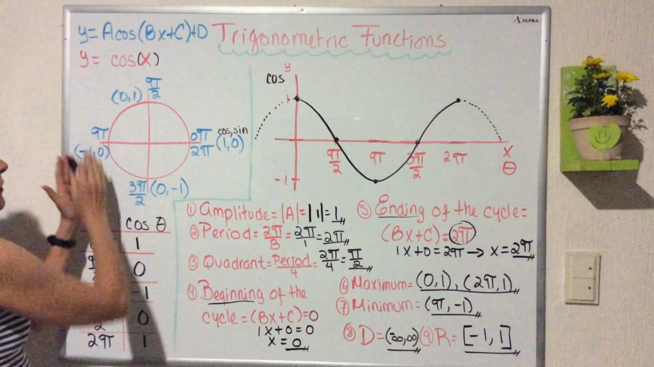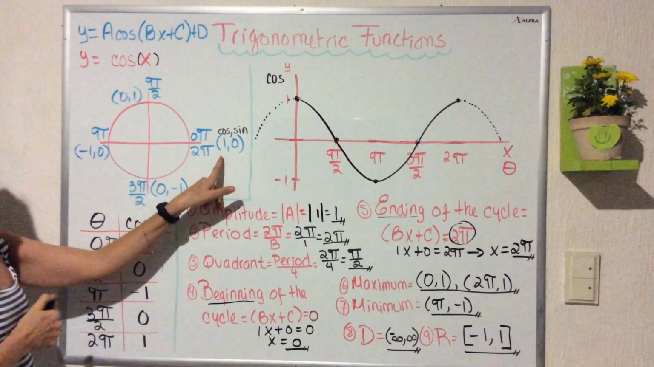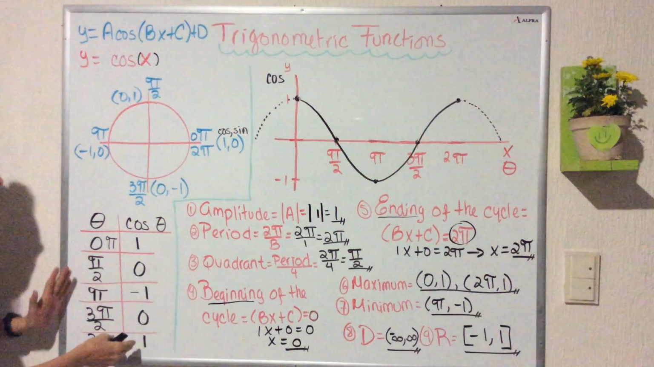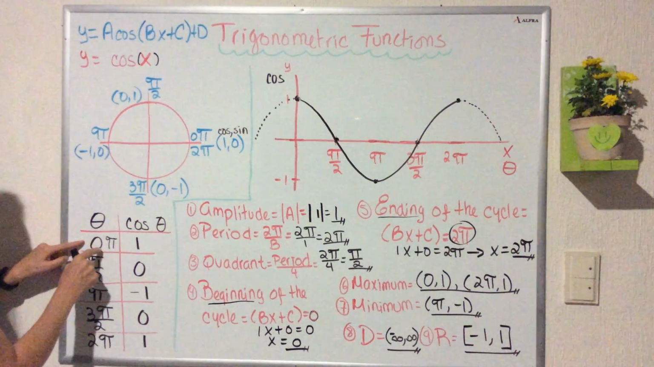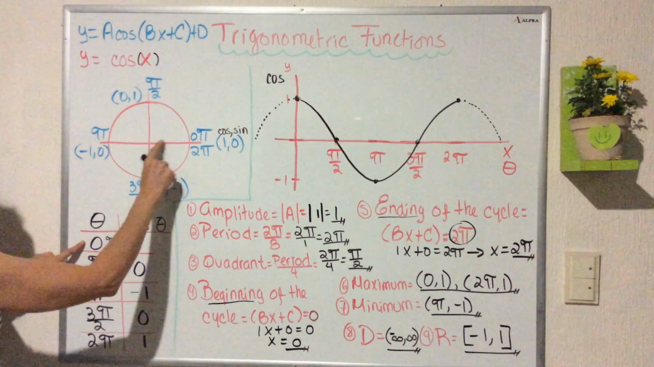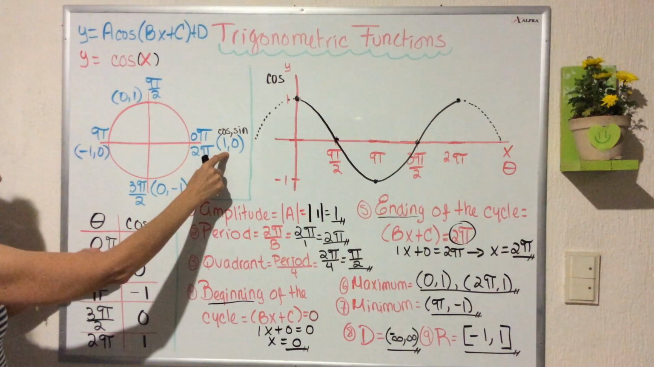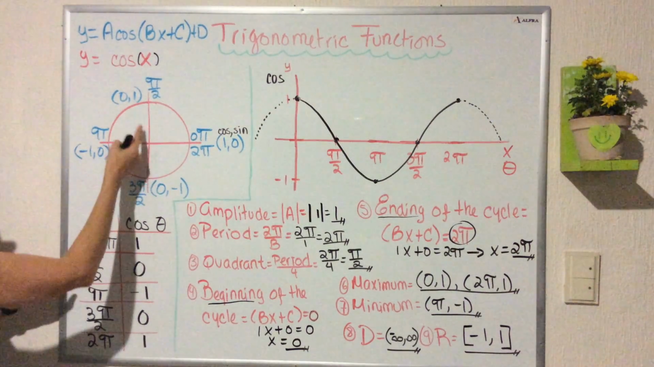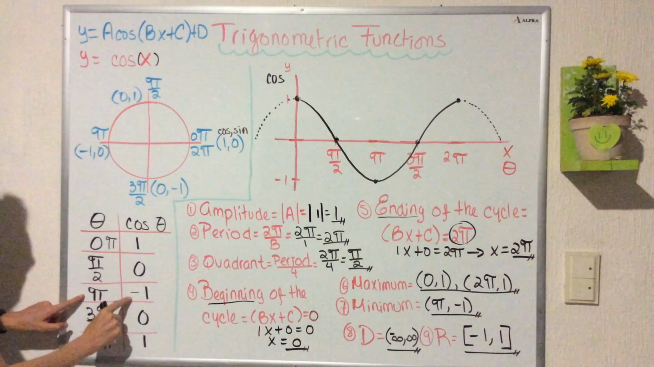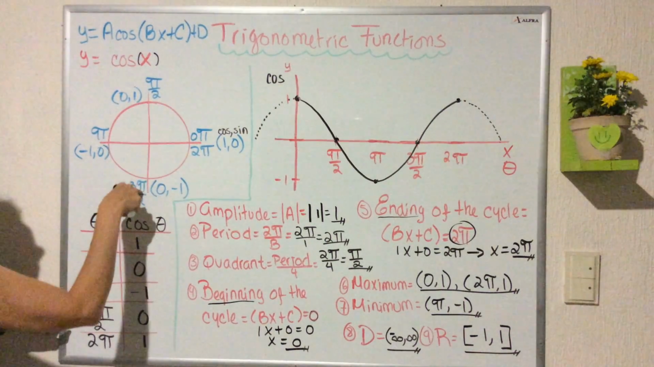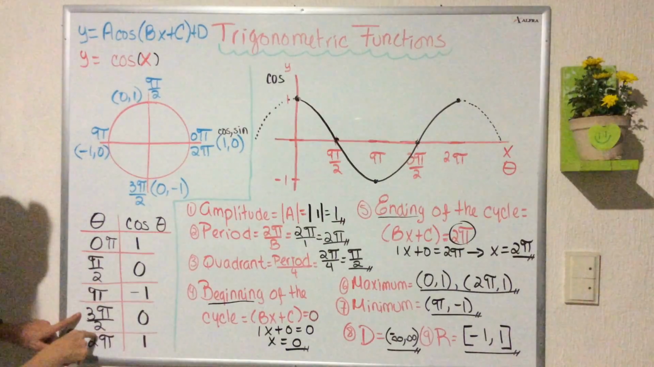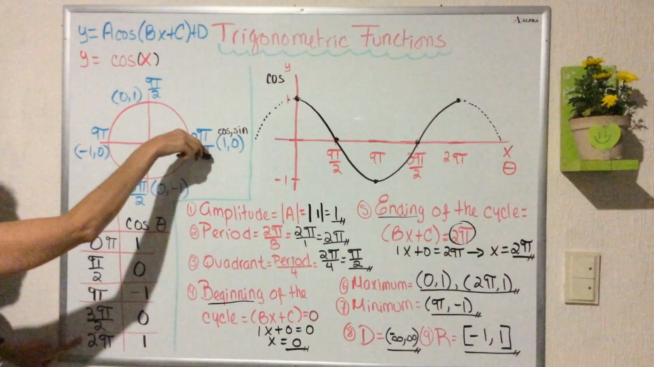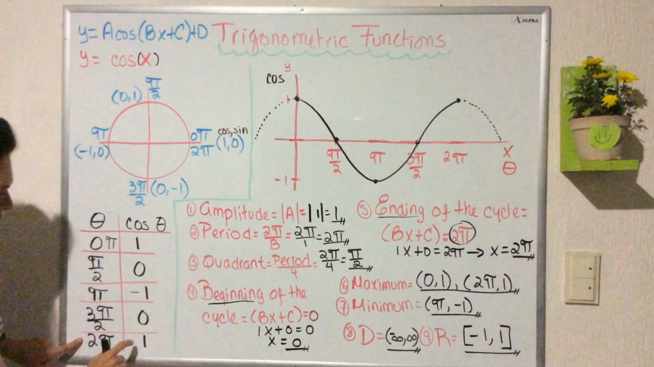Again, we are going to focus first on the unit circle, and now I want you to pay attention to the cosine, okay? While plotting the table here, when we have the angle 0 pi, the cosine equals 1. When we have the angle pi halves, the cosine equals 0. When we have the angle pi, the cosine equals minus 1. When we have the angle 3 pi halves, the cosine equals 0. And when we have the angle 2 pi radians, the cosine equals 1.